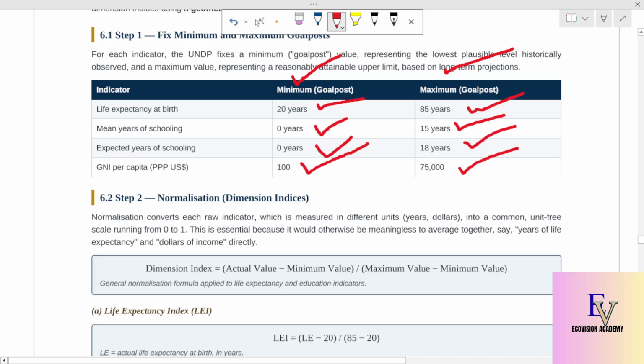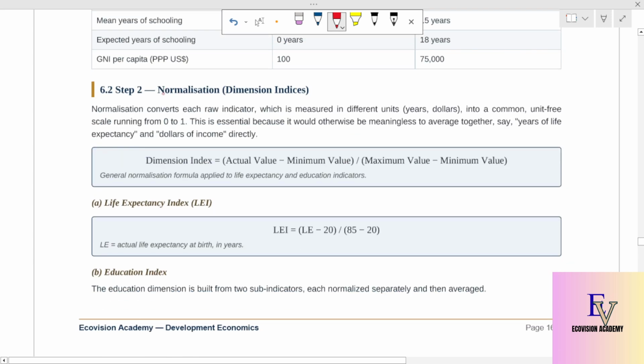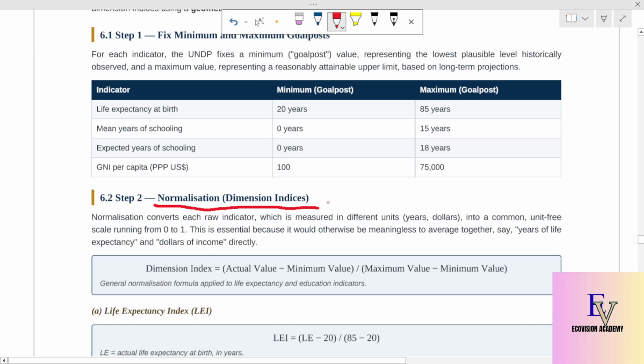Okay. Now, whenever we get this data, for these 4 columns, you cannot just take the geometric mean of all these data. There is a step 2. This is basically normalization, or dimension indices. Normalization basically means your actual value minus minimum value divided by maximum value minus minimum value.